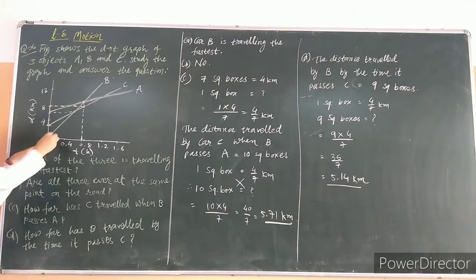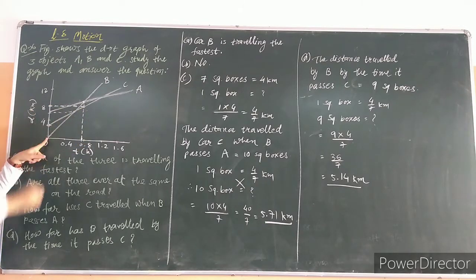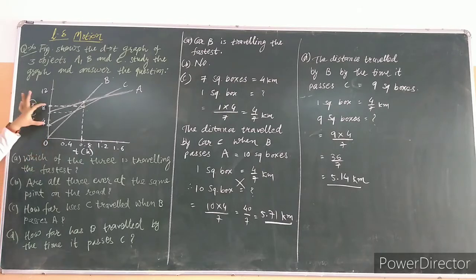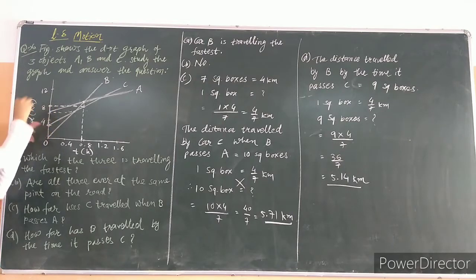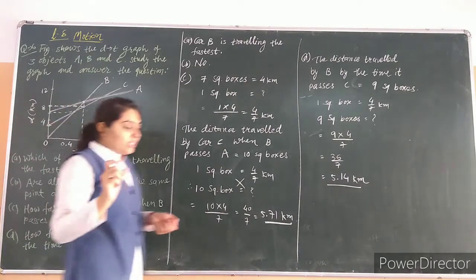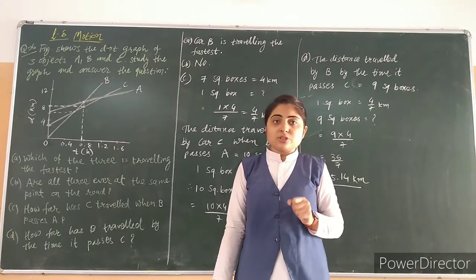If it had traveled from the 0 position, then at this time C would have traveled 8 kilometers, but it has not traveled 8 kilometers. It has traveled only this much distance. How do we find this distance? By counting the squares. How many square boxes has it traveled? By counting the square boxes, we can find the distance traveled.